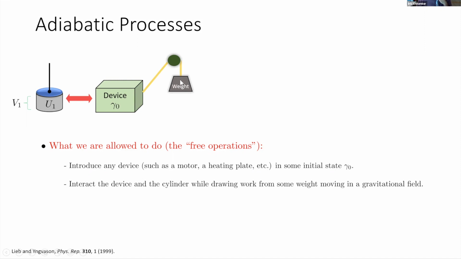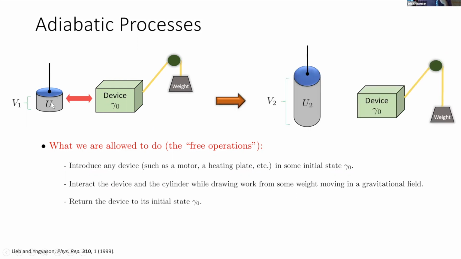up to a weight. What this weight is going to do is characterize the amount of work that's being done on the piston. Specifically, as this device does its processes, whatever it's doing, it's going to cause a state transformation on your piston. But it's also going to cause the weight to either go up or down. And what we demand is that in this state transformation, the device returns to its original state, gamma naught.